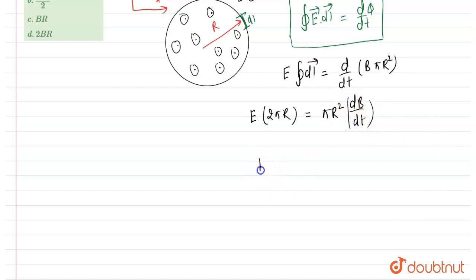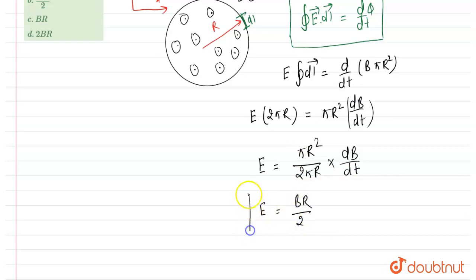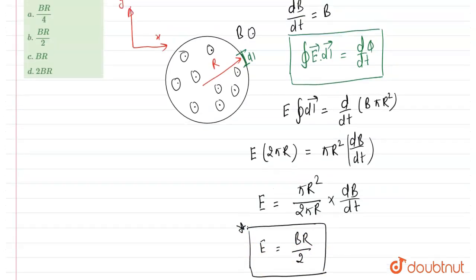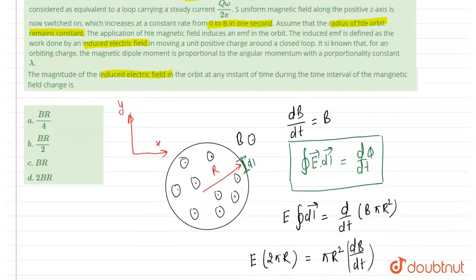So we will get the induced electric field E equal to pi R square upon 2 pi R into dB over dt. So E is equal to R upon 2 times dB over dt, which is equal to b. The final relation is b R by 2, which is the magnitude of the induced electric field. According to that, option B is correct.